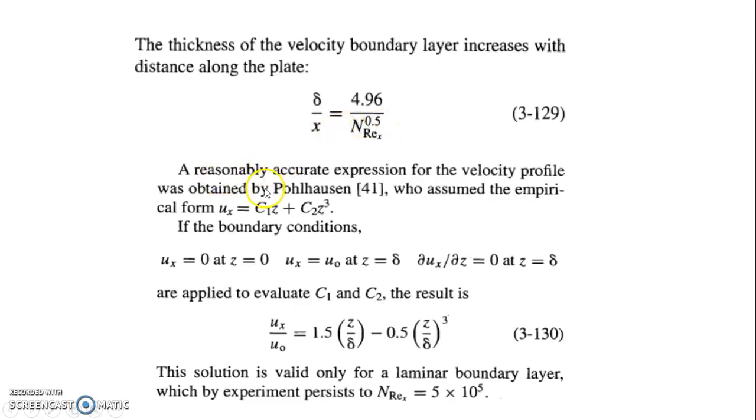A reasonably accurate expression for the velocity profile was obtained by Pohlhausen, who assumed the empirical form ux equals these values, with the boundary conditions for this one. According to this condition, we can use this equation. Evaluating C1 and C2 from the equation gives ux over U naught equals this equation, where this solution is only valid for the laminar boundary layer, which experimentally persists to a Reynolds number of 5 times 10 to the power of 5 only.